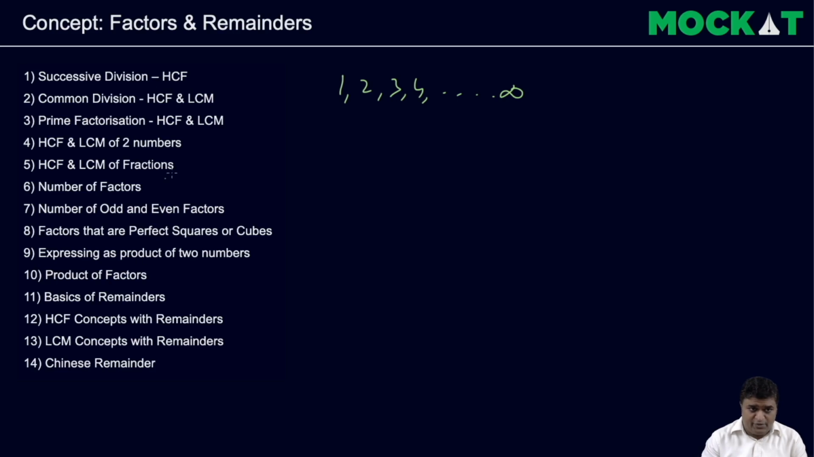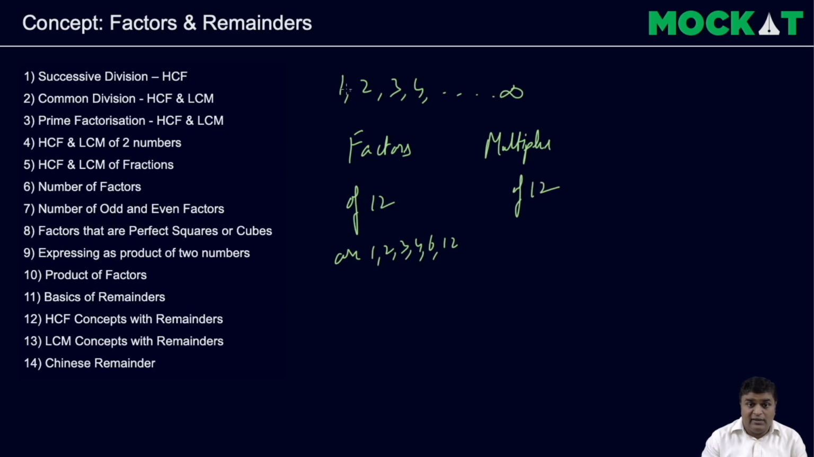Alright, so before we proceed with the concepts, let's look at factors and multiples and what they mean. A factor of a number is any number which is going to perfectly divide the number. So the factors of 12 are going to be 1, 2, 3, 4, 6 and 12. Multiples of 12 are going to be any number from this world if you take it and multiply with 12. So we start with the smallest one, which is 1, you get 12, 24, 36 and so on till infinity.